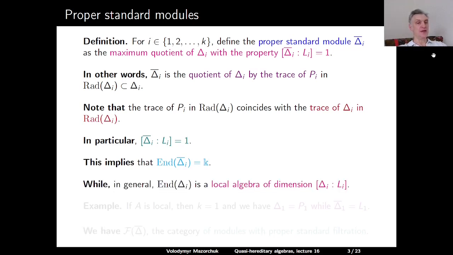While in general, the endomorphism algebra of Δi is just a local algebra of dimension the multiplicity of Li in Δi. For example, if the algebra A originally was local, then this means that k is equal to 1, and the standard module Δ1 is by definition projective, so it's the indecomposable projective P1, while the proper standard module Δ̄1 is the simple top of P1, so that's the simple module L1.